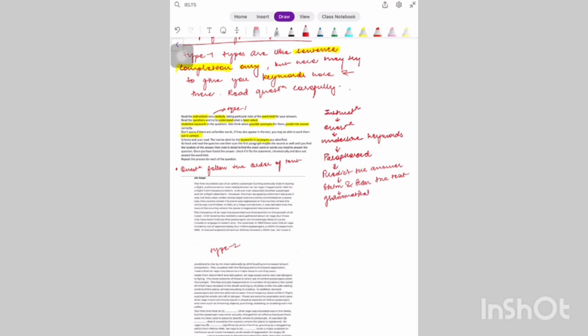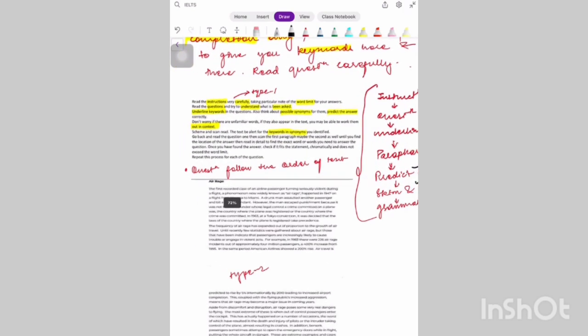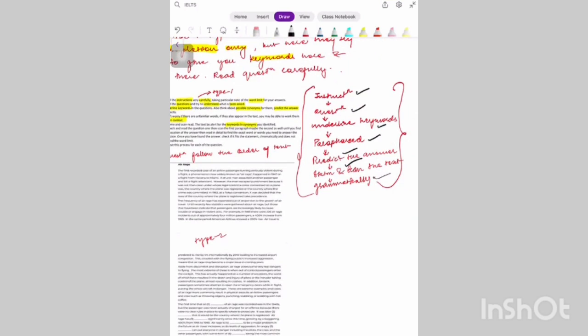So this is the instruction: read the instruction, read the question, understand the question, underline keywords, look for paraphrased keywords, try and predict the answer, skim and scan the text for the answer, and check that the answer fits the concept of the question and whether it's grammatically correct as per the word limit or not. So this is the basic strategy you need to follow. If you want, you can take a screenshot.